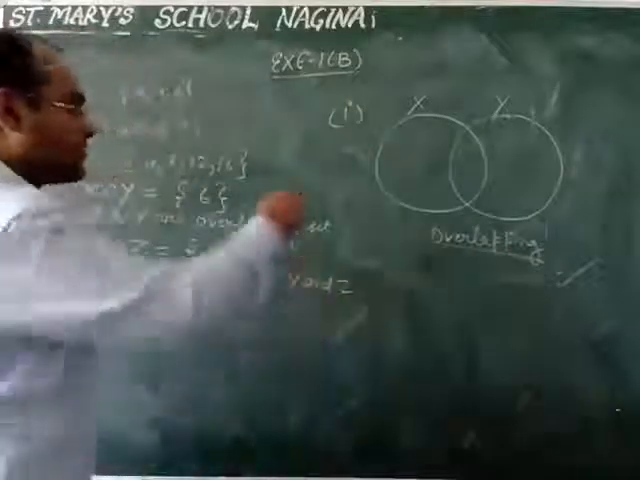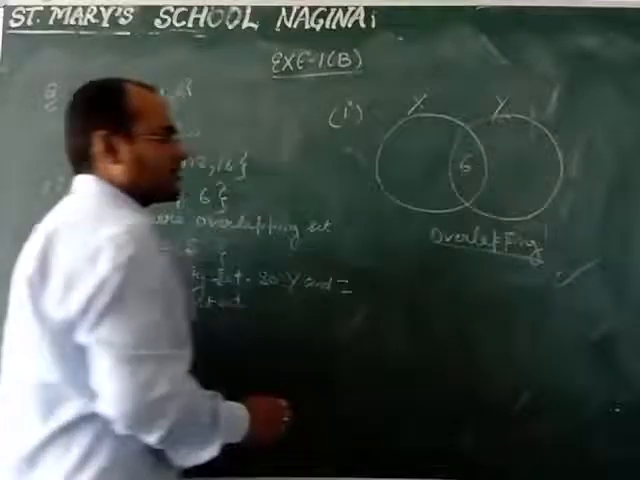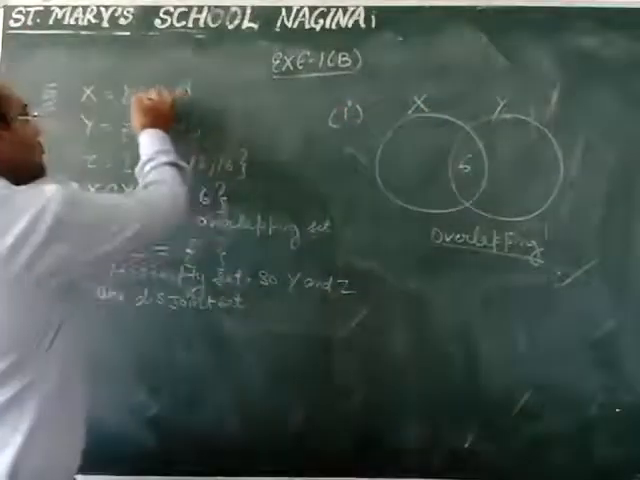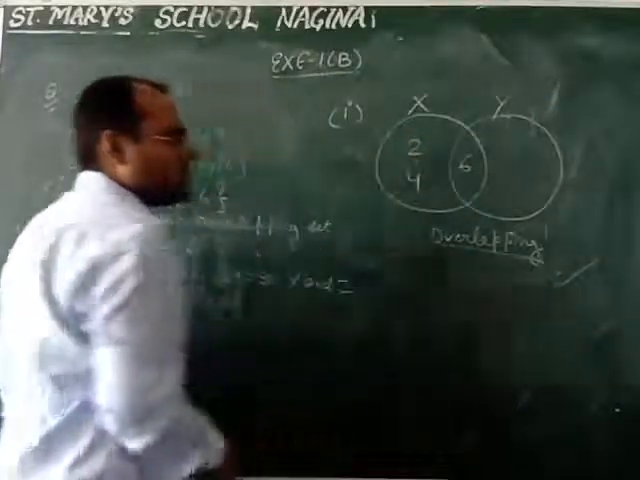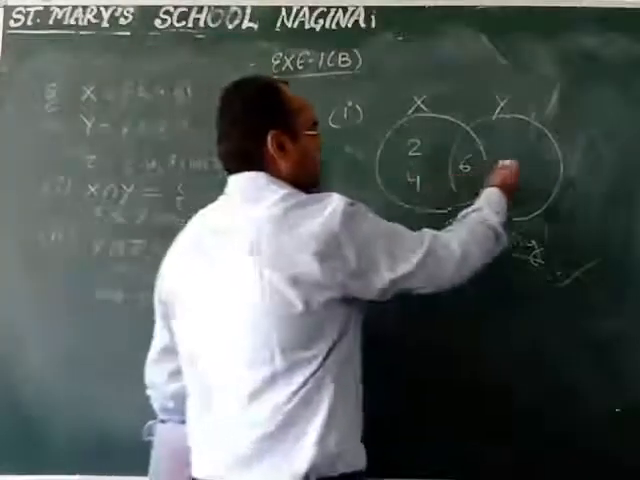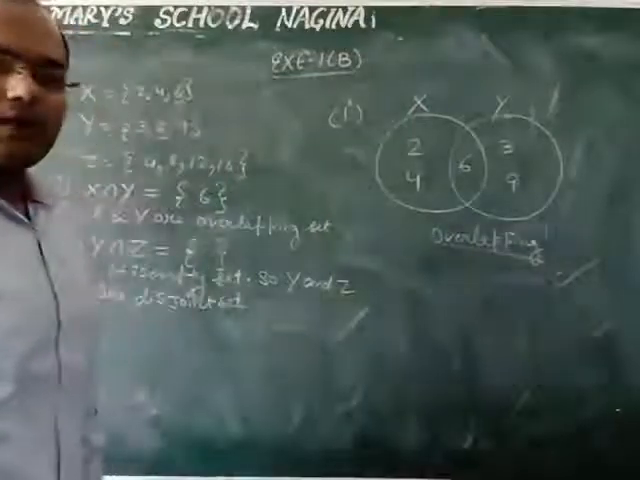Now we have to fill the middle part. Common is 6. After that we have to fill the elements of X. X elements are 2, 4 and 6. 6 we had already written, so we will fill here 2 and 4. Now we will write Y elements 3, 6, 9. 6 is already written, so 3 and 9 we will fill. So this is the Venn diagram for part number first.